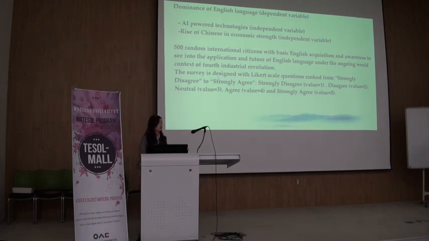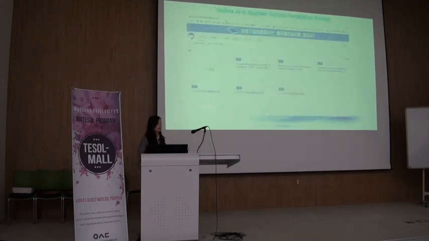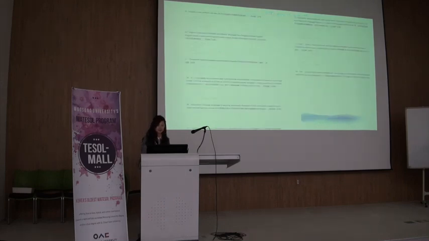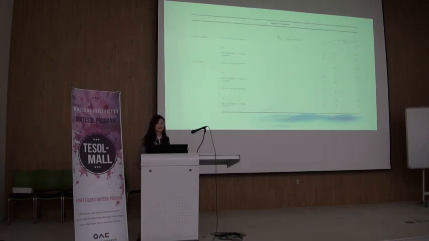The survey is a perception survey, so I used Likert scale questions from strongly disagree to strongly agree, 0 to 5. This is the online AI and English future perception survey. As you can see, 500 participants randomly, within 4 or 5 months. This is the power of social media. Survey questions. And then these are the technical details, the analysis part.